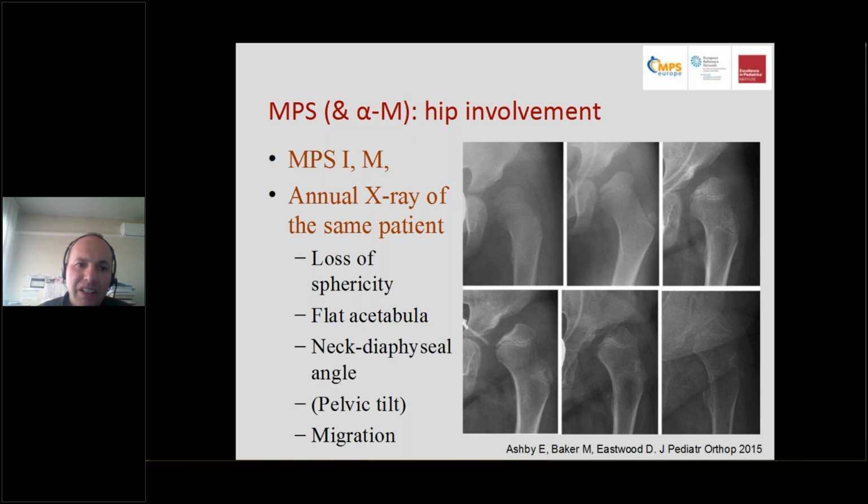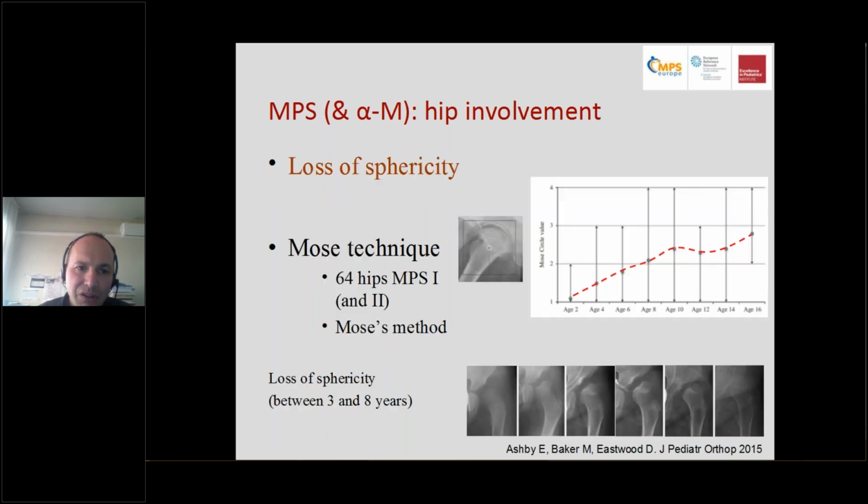So what happens in mucopolysaccharidosis in the hip joint? This is well described in MPS 1. For example, there are several reports in the literature in MPS 1. I'd like to show these X-rays that are taken year by year of the same patient, and we observe a progression in the loss of sphericity of the femoral head, the flat subacetabular region that remains flat during the years, the neck diaphyseal angle, and finally the migration of the hip. Going more into detail, we can quantify the loss of sphericity of the femoral head with the Mose technique, and we can state that the loss of sphericity in MPS 1 occurs between age 3 and 8.